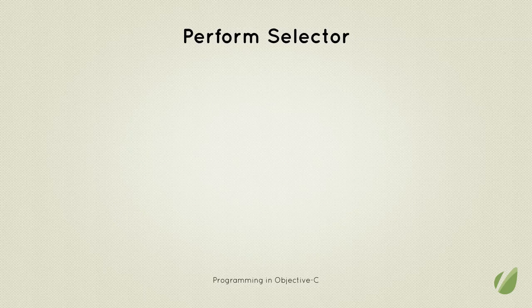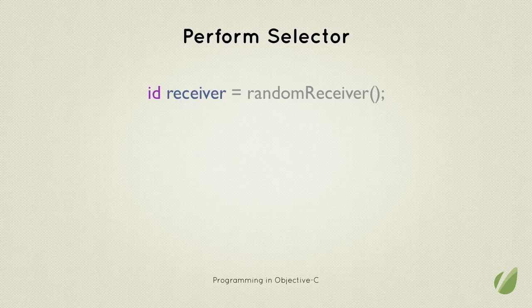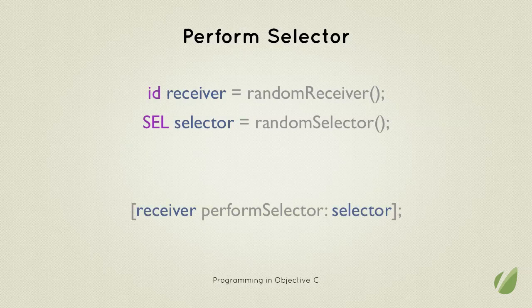But with this simple example, you can't really understand the flexibility gained with this construct. Let's see another example. Let's say that the randomReceiver C function returns a random object that can be an instance of various classes, and randomSelector returns a selector chosen from a set of possible methods. So with performSelector, in this case, you are defining which message to send and who is the receiver at runtime. This is a totally dynamic definition, and as you can imagine, it can be really powerful because you can define a big part of your application at execution time.